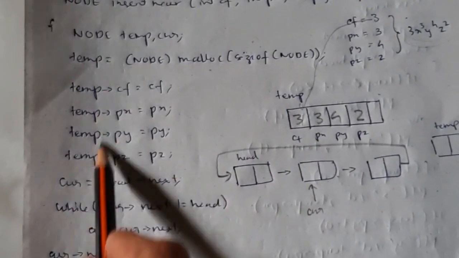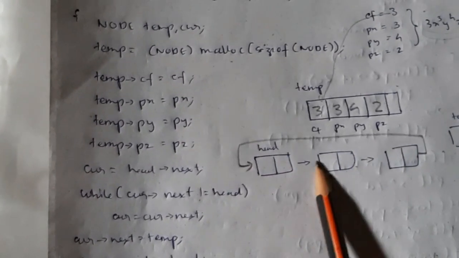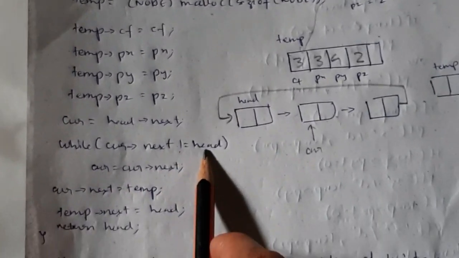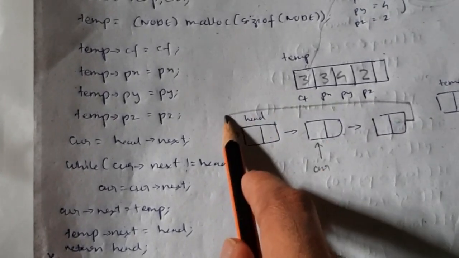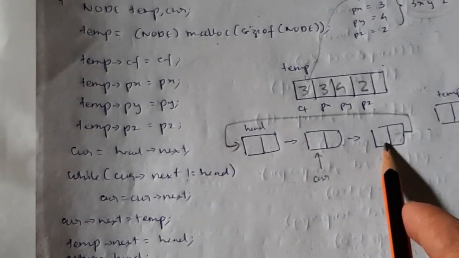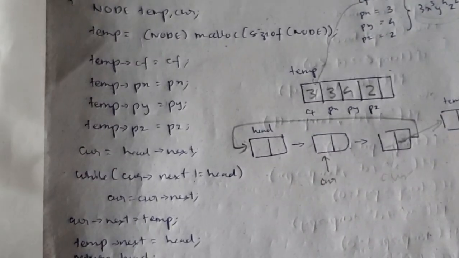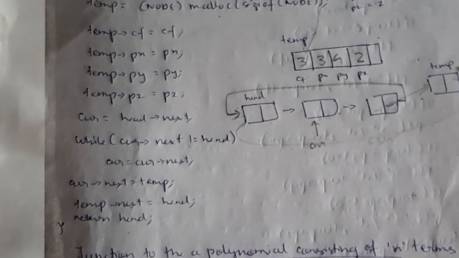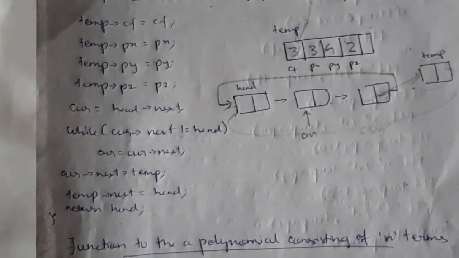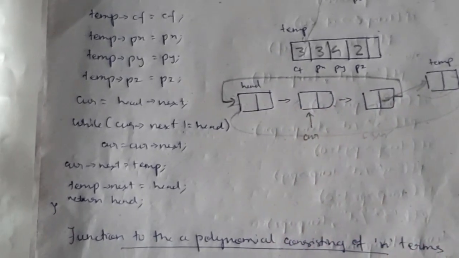Now after you have assigned all of this, current is equal to head arrow next. This is head arrow next, so current will be pointing to here, while current arrow next is not equal to head, meaning until it reaches the last node. Only the last node will have the next part as head, right? This is the last node, it will have the location of next as head. So when you make current reach the last node, you will point current's next part to temp and temp's next part to head. In that way you will assign this. At the last this temp will come here, and a new term will be inserted at the end of this list.